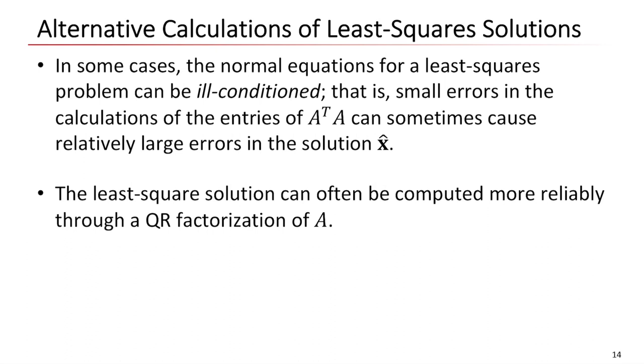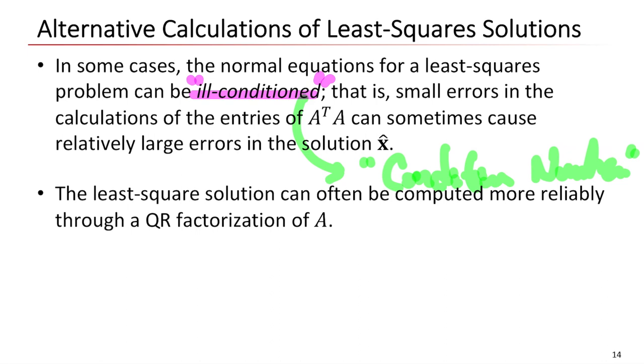In some cases, the normal equation for the least squares problem can be ill-conditioned. Actually, you might not be familiar with ill-conditioning because we didn't talk about this yet, and in this course we are not considering this concept. But I can just say something like this. This concept is related to the condition number. It means that small errors in the A transpose A can sometimes cause a relatively large error in the solution space, right? So what does it mean?